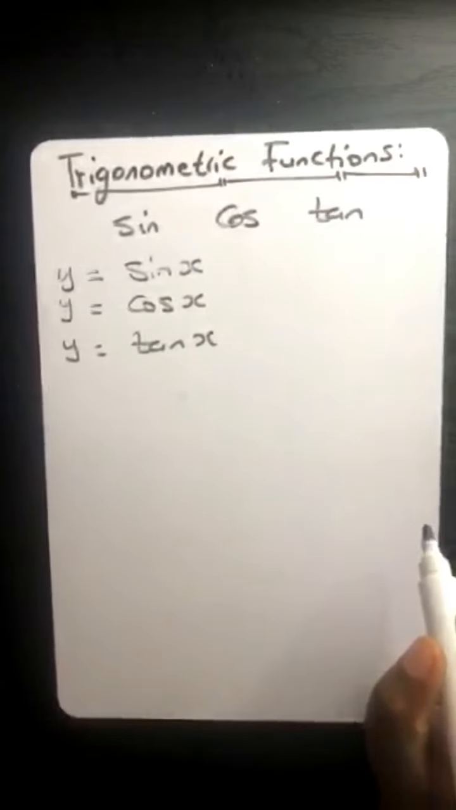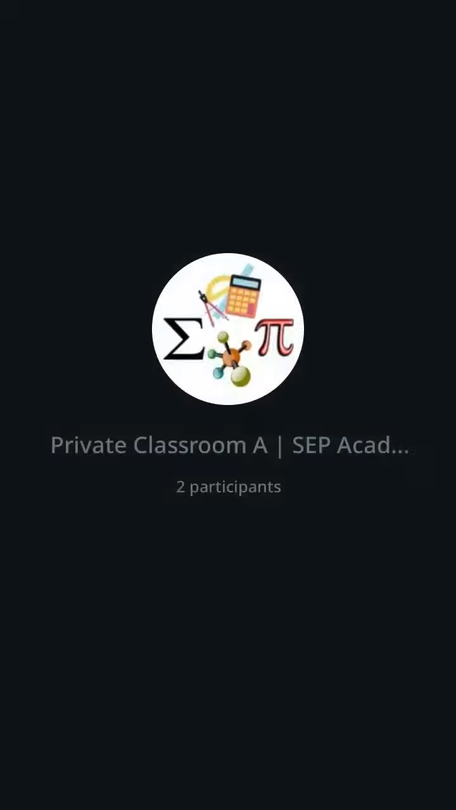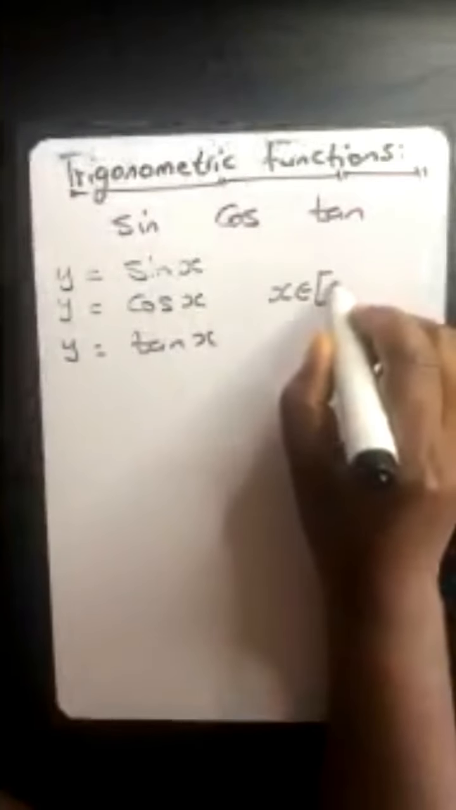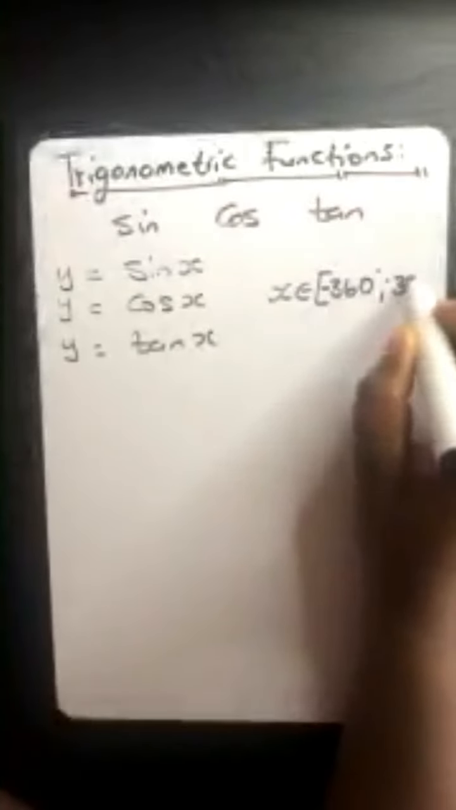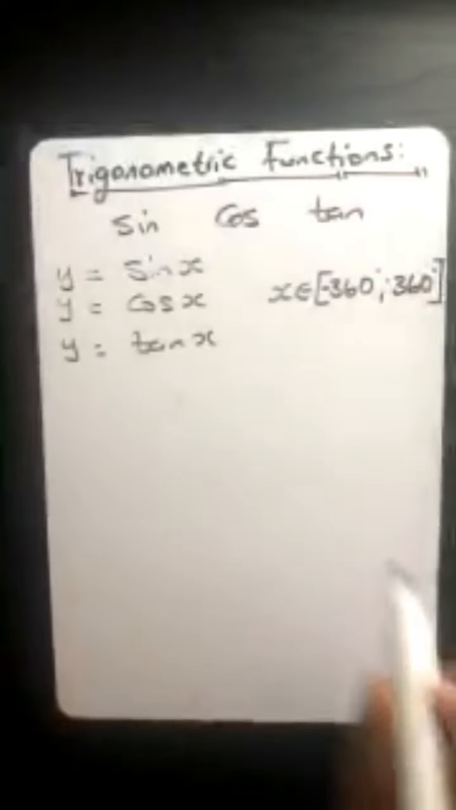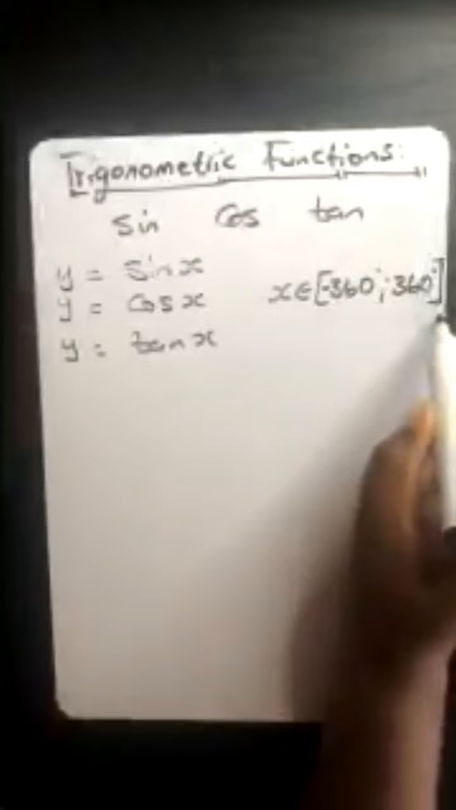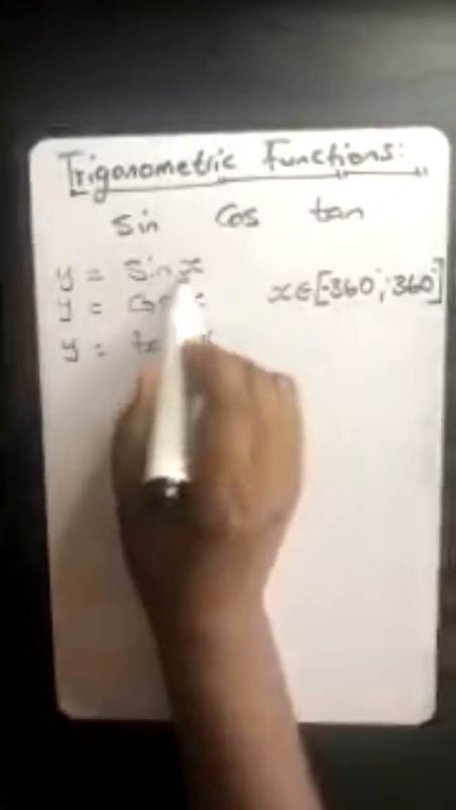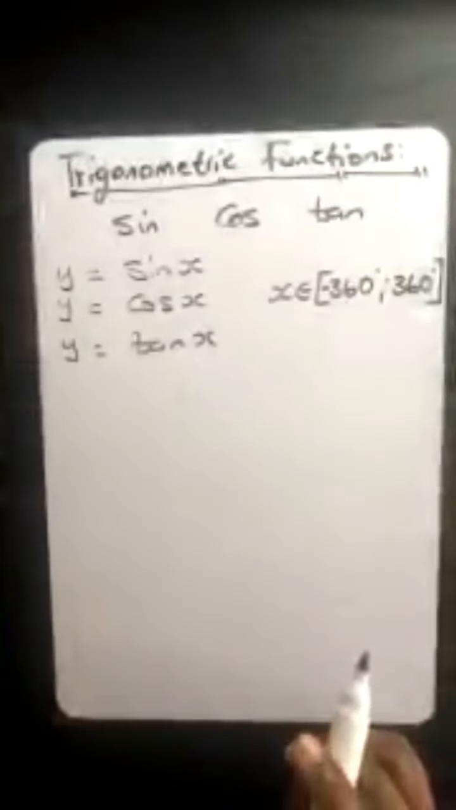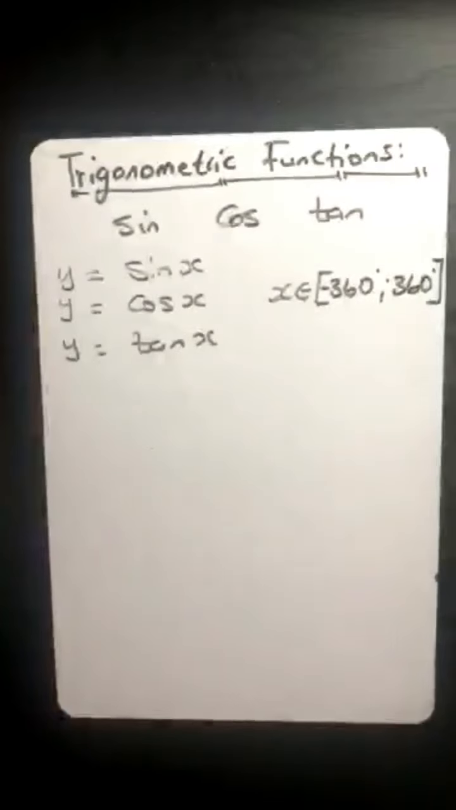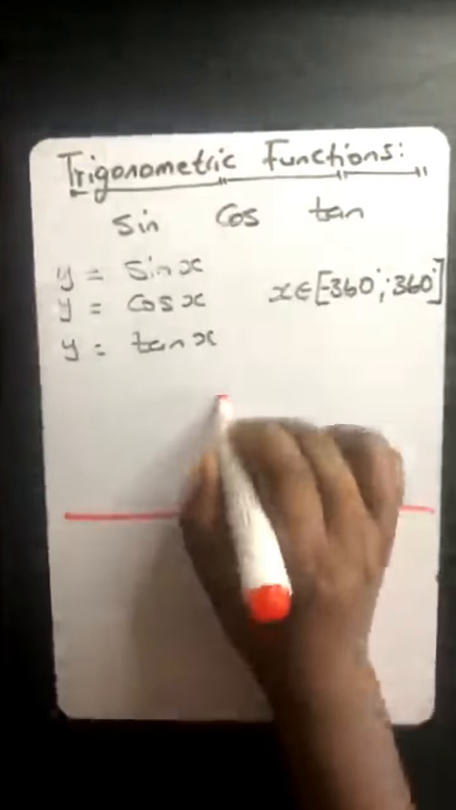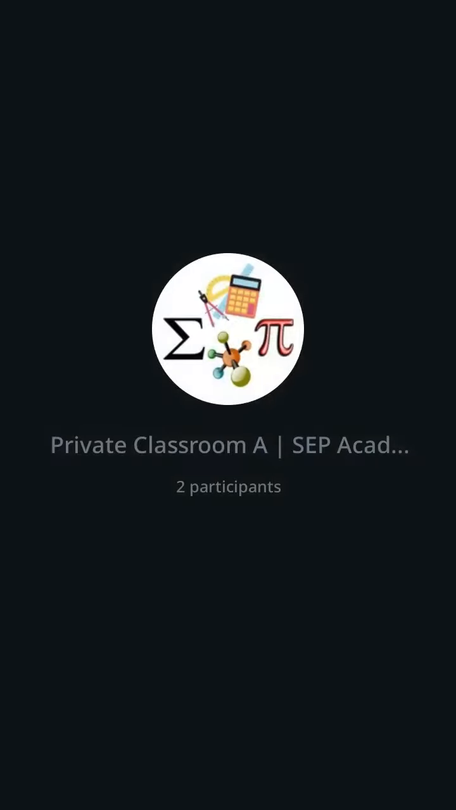Sometimes they also give you a restriction to say, sketch these functions for where x is an element of negative 360 degrees and 360 degrees. This tells you where to start and where to end when you sketch your function, which could be sine, cos, or tan. Where do we draw functions, Chumi? We draw functions on a Cartesian plane. This is a Cartesian plane, Chumi. It has the y and the x axis.